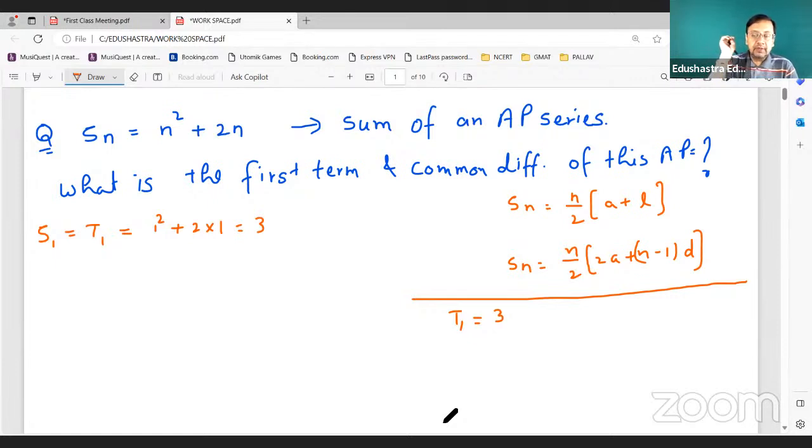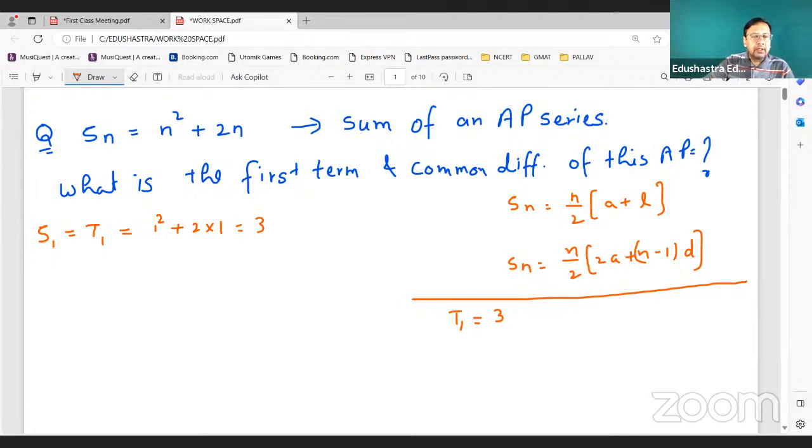If the sum is given for an AP series, I cannot say the number of terms is 0, or that the number of terms is negative. Terms can be negative, positive, 0, whatever, but the number of terms must be there. And if I assume that there is just one term, then S1 is equal to T1, which is nothing but 3.